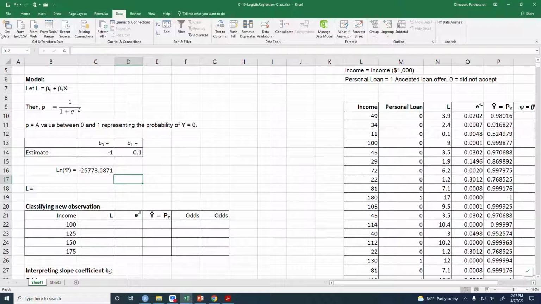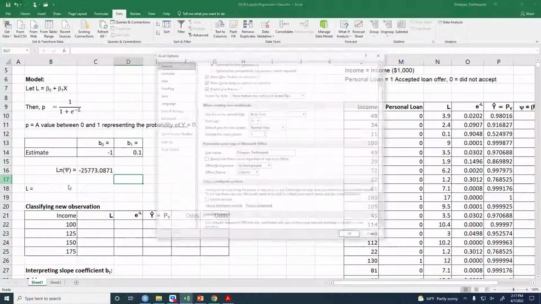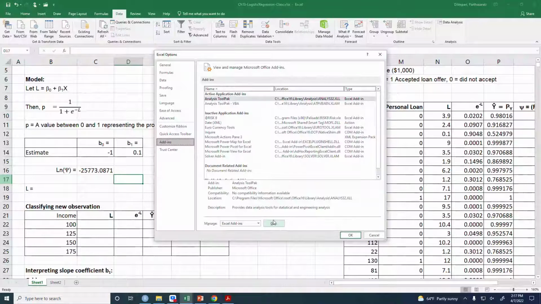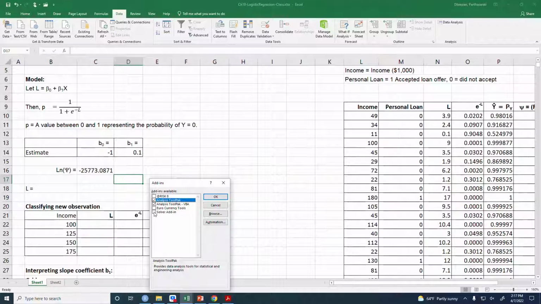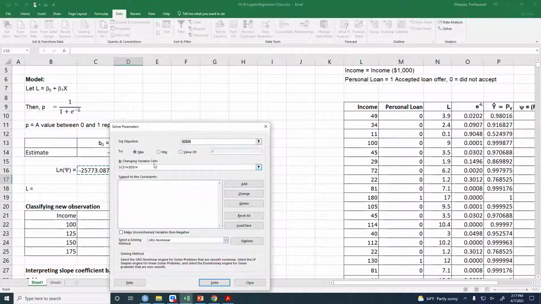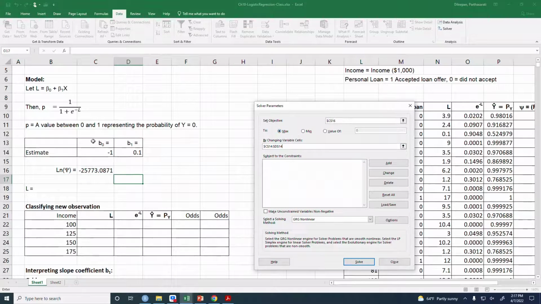Okay, so there is no solver here. So let me make sure that this. I have to go on add-ins, Excel add-ins. I have to check solver. Once you have solver checked, I can go to solver, and we want to maximize C16. Well, it's already set up here by changing cells b sub 0 and b sub 1.